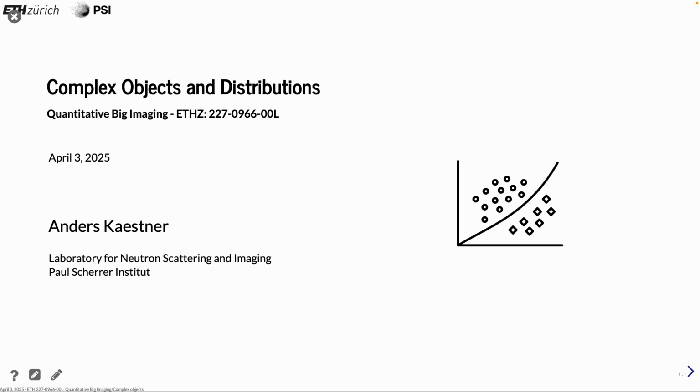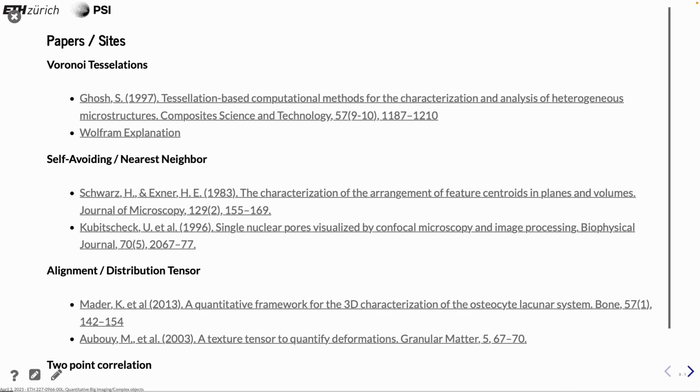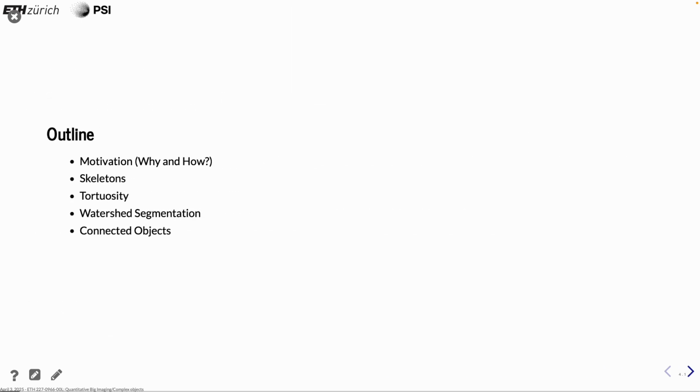Good morning. It's the seventh lecture now in QBI, and I'm going to talk about complex objects and distributions. Let's see, we have some literature, not unknown, I believe, by this time. And there are also some papers about distributions. I'm not going to talk so much about these, but if you want to dig deeper, these are overview papers on how people have solved working with distributions. And this is mainly what we're going to talk about.